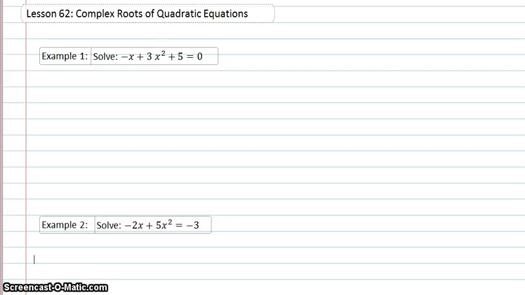In lesson 62, we're looking at complex roots of quadratic equations. We're going to be solving these quadratic equations by using completing the square like we've done earlier. So our first step is just to put this in order so that we have our x squared term first. So I'm going to have 3x squared minus x plus 5 equals 0.